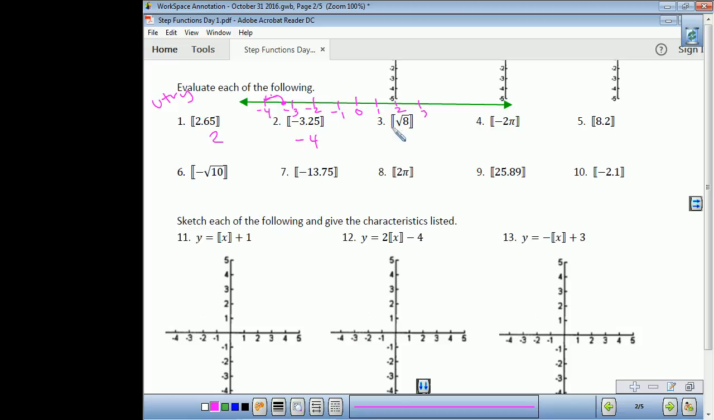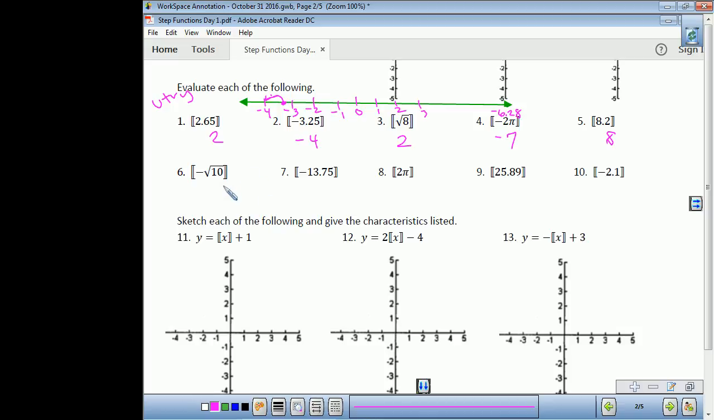Square root of 8. Bigger than the square root of 4. Less than the square root of 9. So it's somewhere in between 2 and 3. So it would round down to 2. Very good. All right, pi. It's about 3.14. So if we did 3.14 times negative 2, that is negative 6.28, which would round down to negative 7. 8.2 would round down to 8.